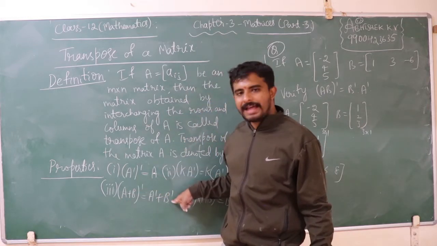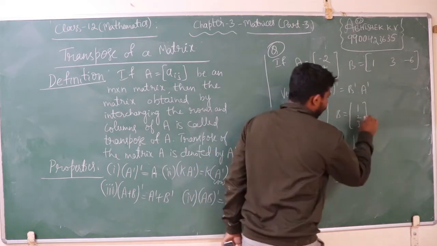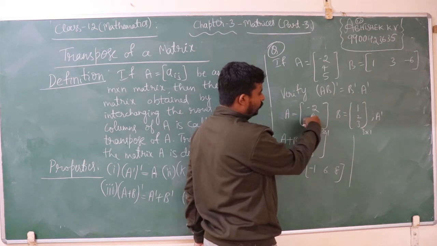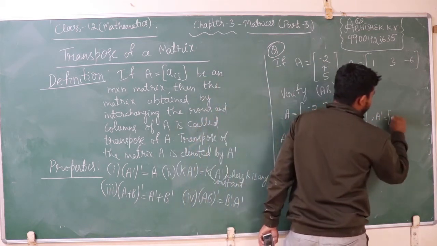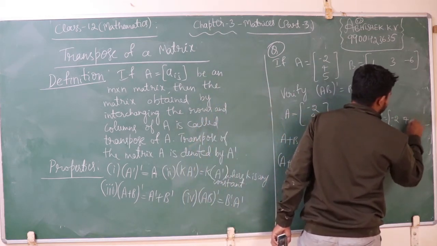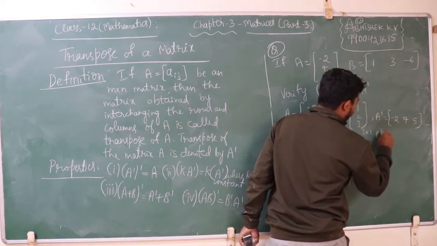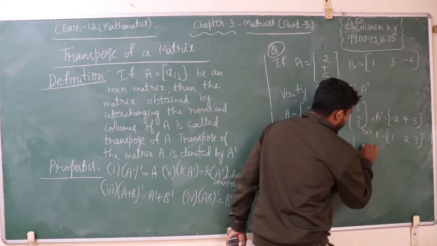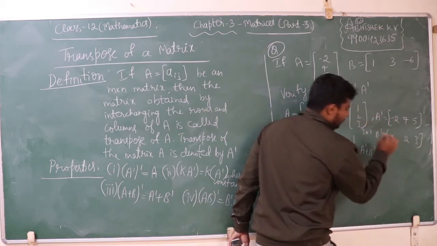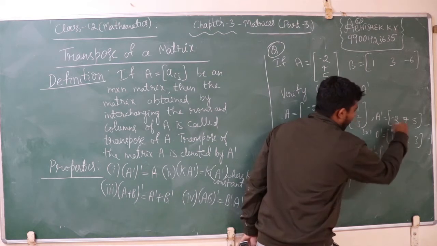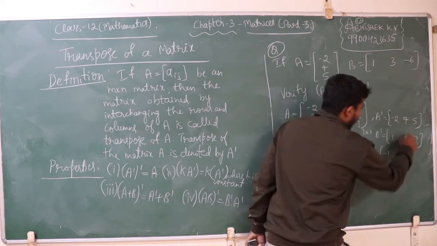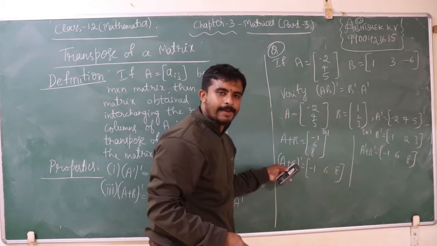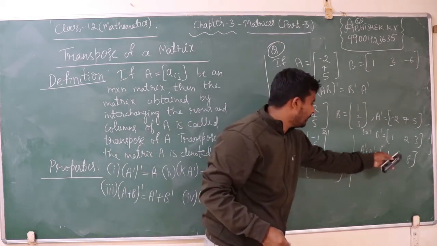Let us check the RHS part. See, what is A transpose? Minus 2, 4, 5. This column changes to this row. And what is B transpose? This column changes to 1, 2, 3. Therefore, A transpose plus B transpose is equal to what? Minus 2 plus 1, minus 1. 4 plus 2, 6. 5 plus 3, 8. See, the transpose of A plus B is equal to transpose of A plus transpose of B.